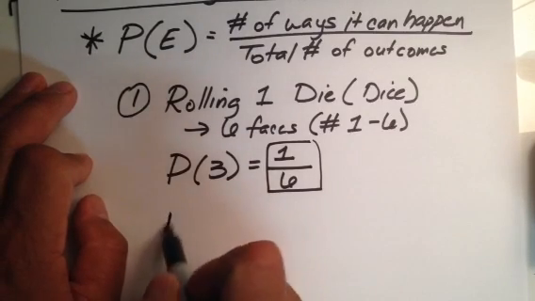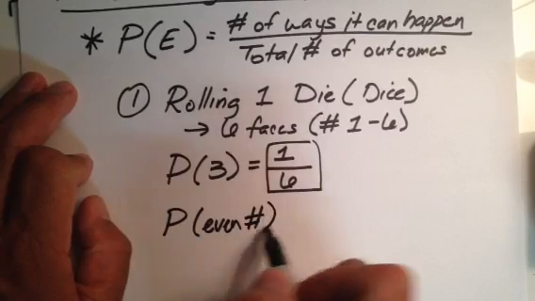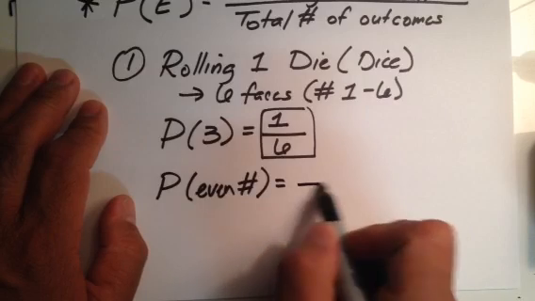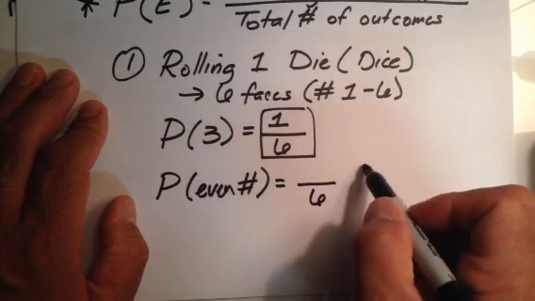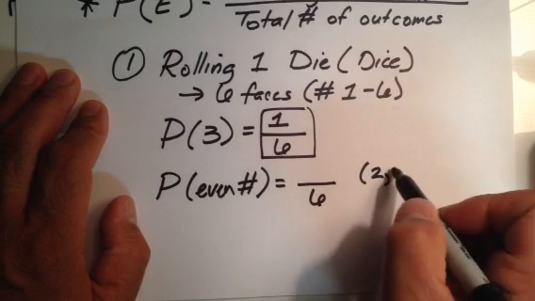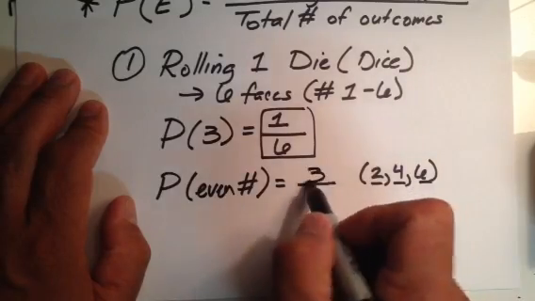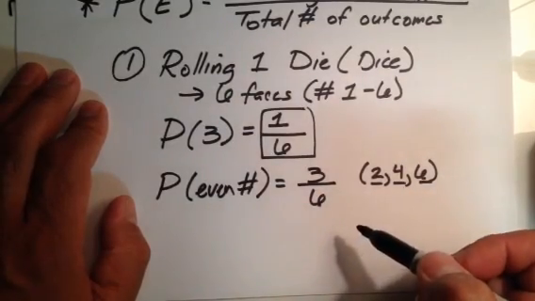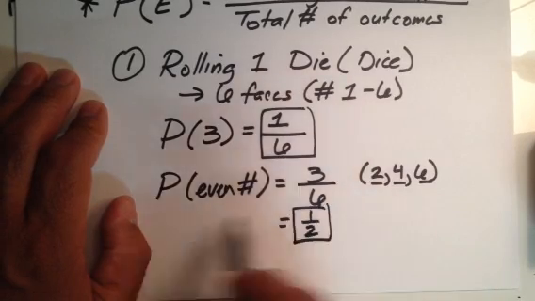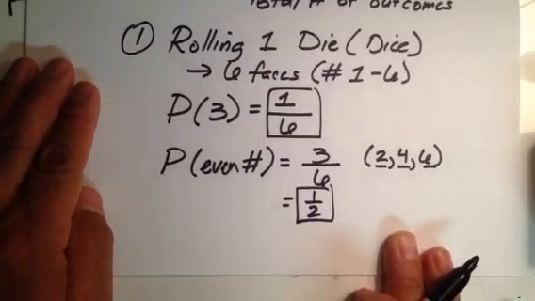Now, what if I ask you what's the probability of rolling an even number? Well, let's take a look at this. The total number of likely outcomes is still 6. But the only even numbers in 1 through 6 are 2, 4, and 6. There's 1, 2, 3. So there's 3 out of 6 ways that this could happen, which, if you simplify, is 1/2. So the probability of rolling an even number is 1/2.